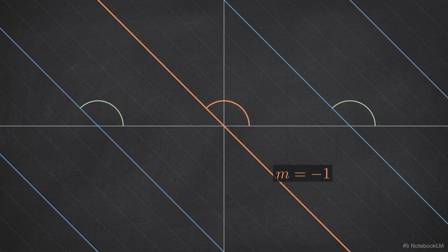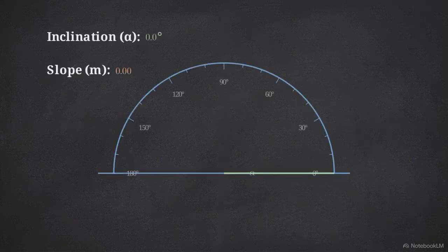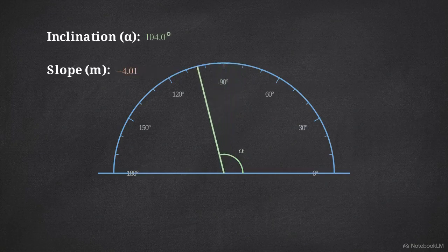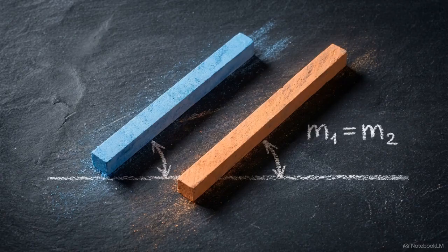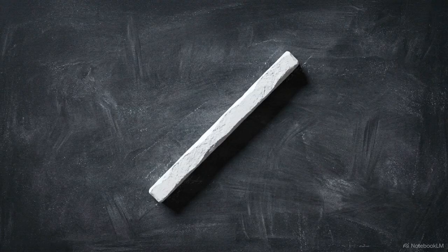Every single one of these vertically stacked lines shares the exact same angle of inclination relative to the x-axis. Let's label that angle alpha. Because inclination is strictly constrained between 0 and 180 degrees, the tangent of that angle has only one possible value. Slope is just the tangent of the inclination. Therefore, matching physical inclinations guarantee matching slopes. A slope value cannot tell you where a line is, it only dictates its orientation.